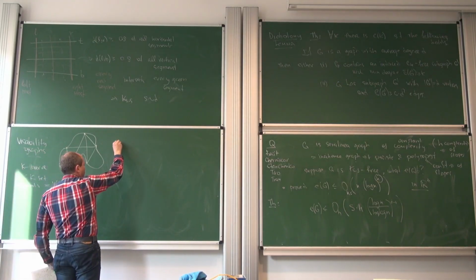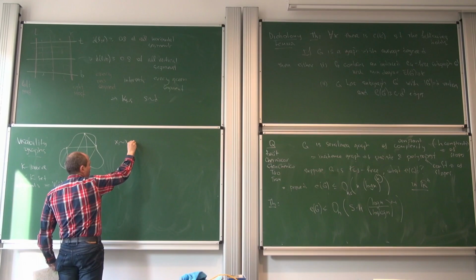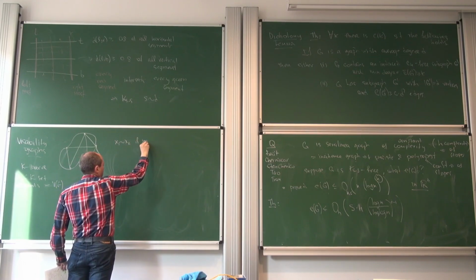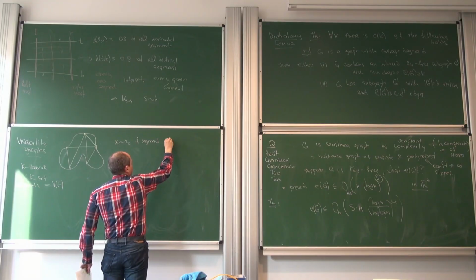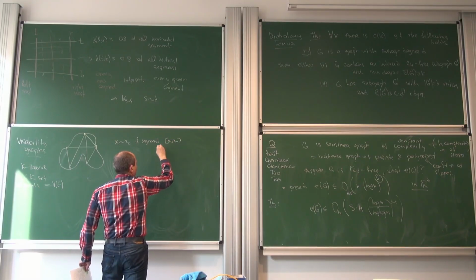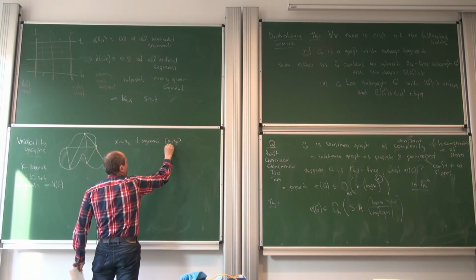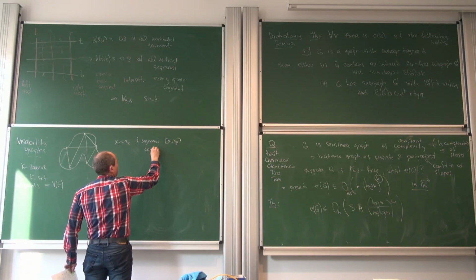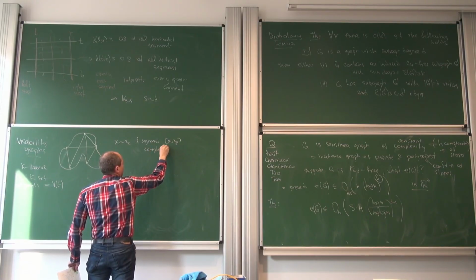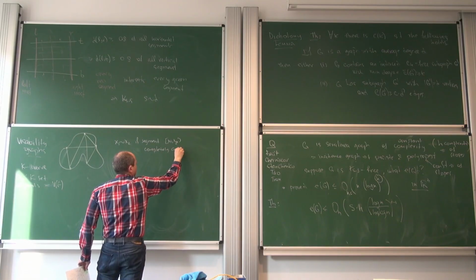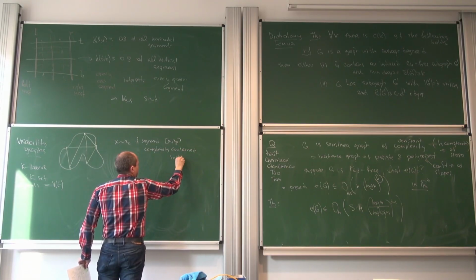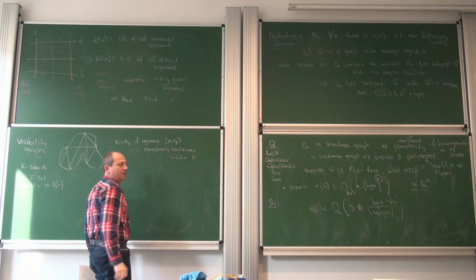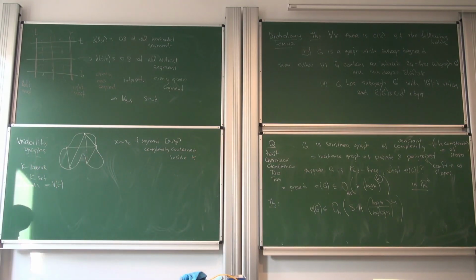Let's write it: x1 is connected to x2 if the segment x1x2 is completely contained inside. And it's clear what inside means. So this is visibility.